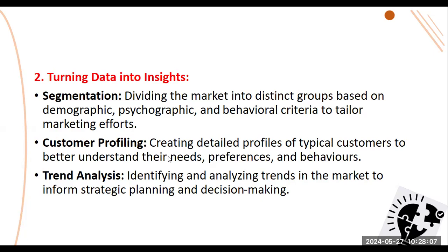So demographically, say for example, a fashion retailer divides its market based on age groups. Fashion is normally related to age, right? Younger people or teenagers are more concerned about fashion than elderly people are. So that's why they can divide the market based on age groups: teens, younger adults, older adults. Each segment receives different marketing messages and product recommendations.